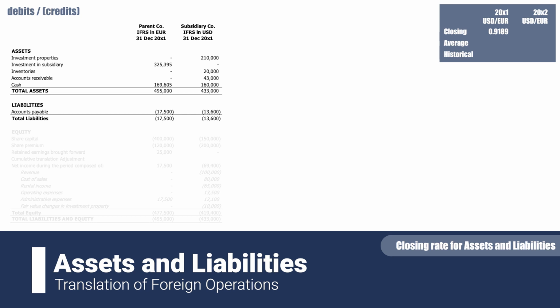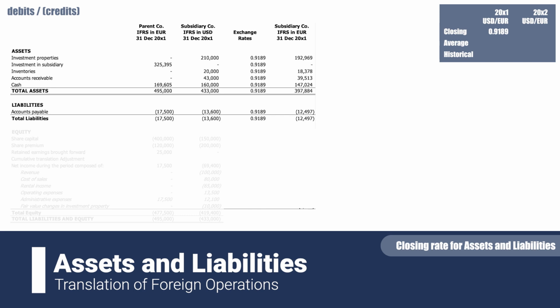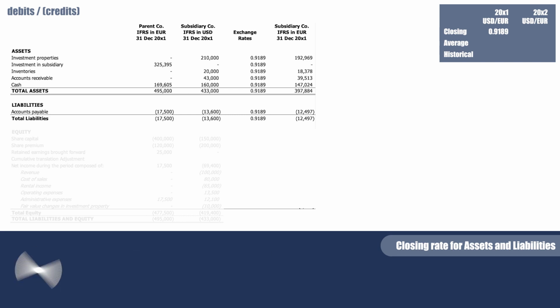The translation process will look like this. All line-by-line assets and liabilities of subsidiary B are multiplied by the closing exchange rate. The product of the two would then be the euro balances of subsidiary B as at December 31, 20x1 for assets and liabilities. But we are not done yet.